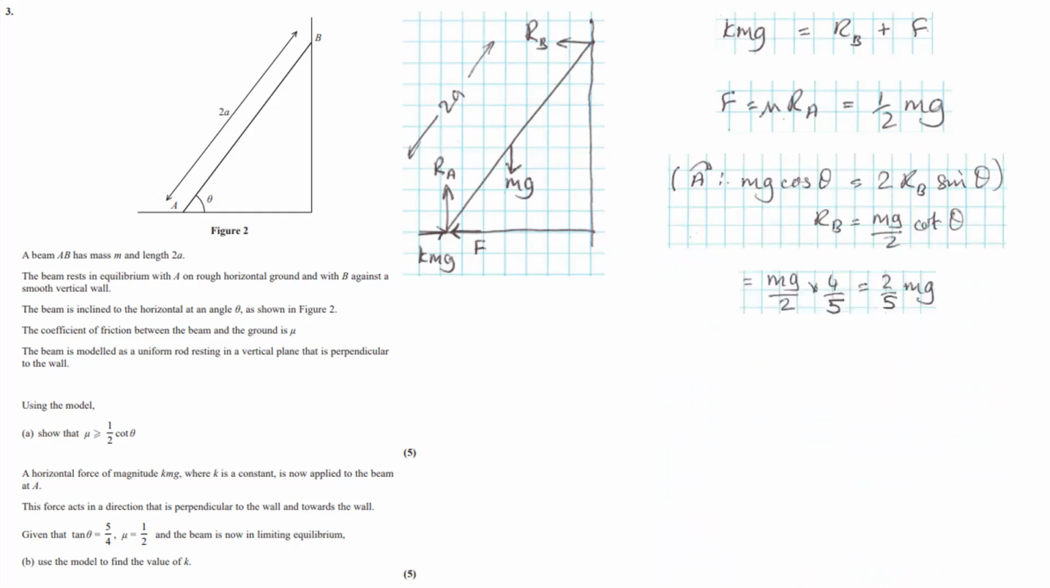So what I've done there, because we know what tan theta is, so we know what cot theta is: tan theta is 5/4, cot theta is 4/5. So I substituted that in there, and I got what RB is. So I got my thing for F, and I got my thing for RB. Now I can substitute it into that equation that I got right at the top. And I got 2/5 mg plus a half mg equals 9/10 mg. Right, so k is equal to 9/10. Right, so that was question 3.